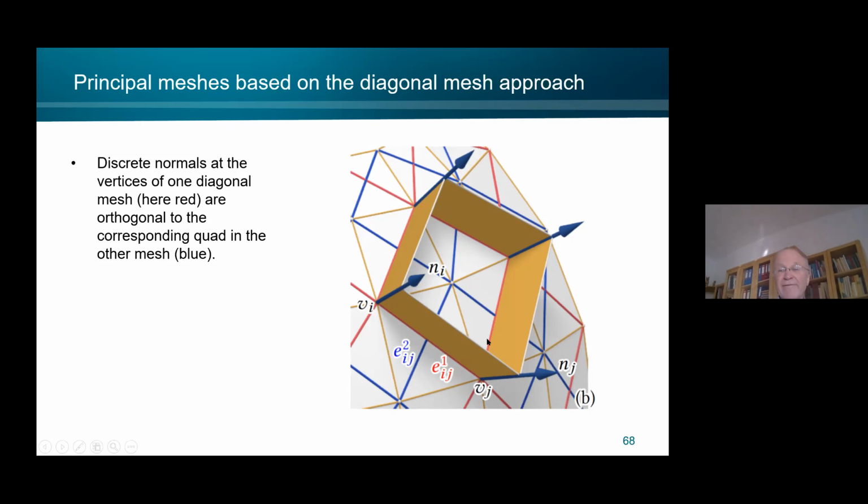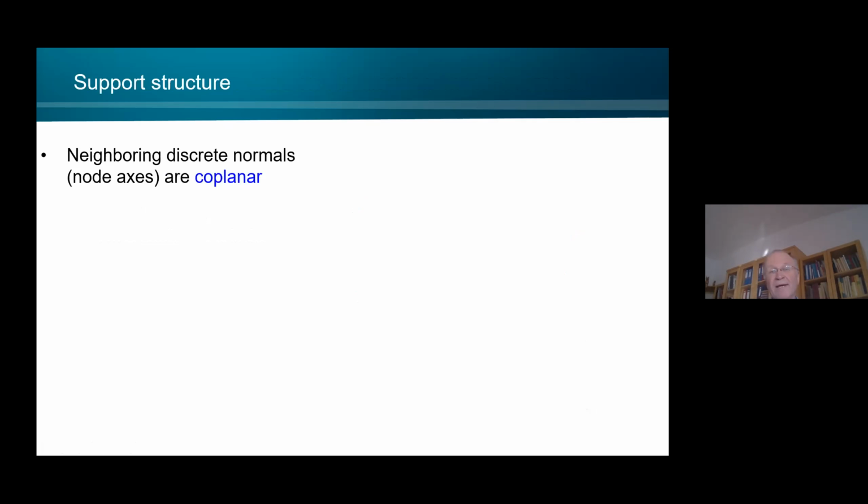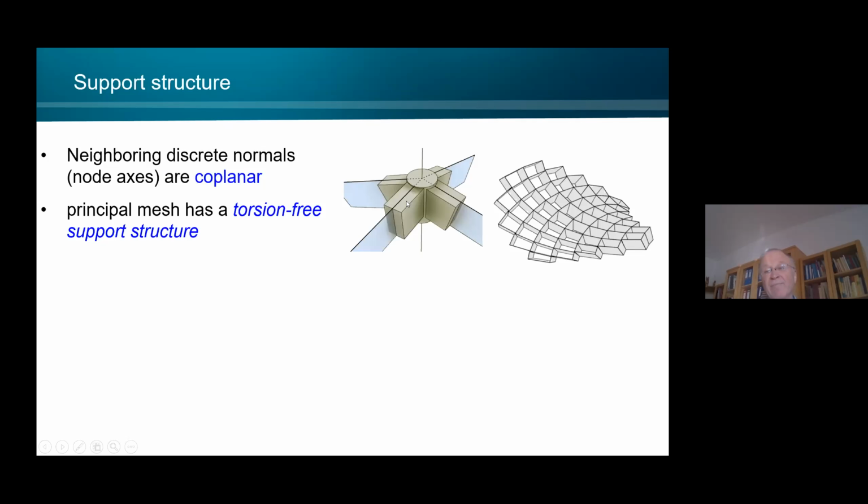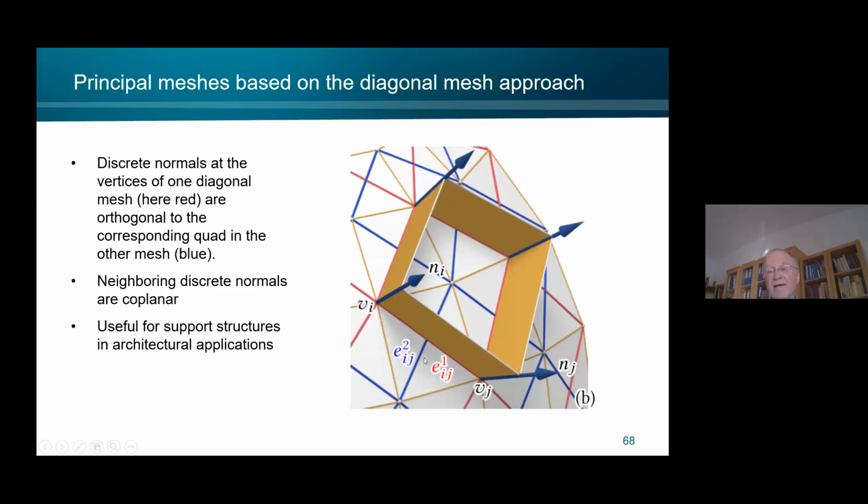So we have a natural definition of normals at the vertices, and we also have this nice property that the normals at connected vertices, connected by an edge in this diagonal mesh, lie in a plane, which is related to an application in architecture with help of so-called torsion-free nodes in a support structure. You take prismatic beams whose central planes lie in these connection planes, which I had mentioned here.